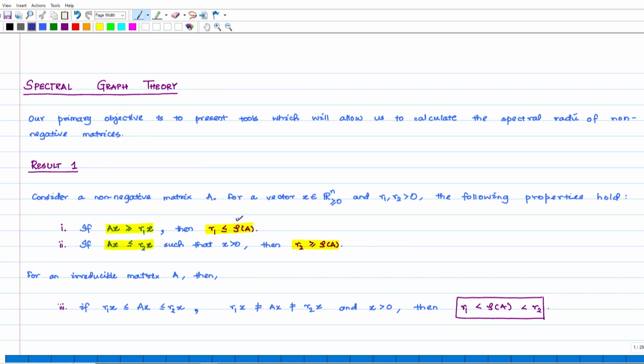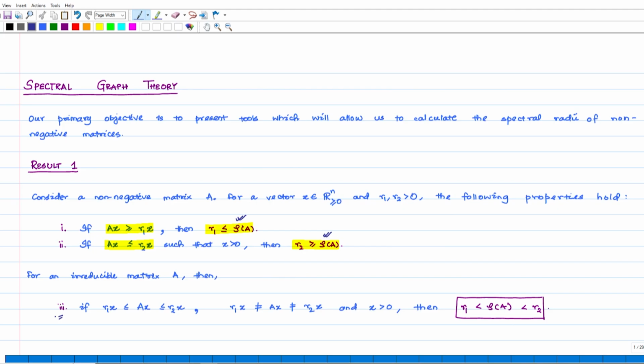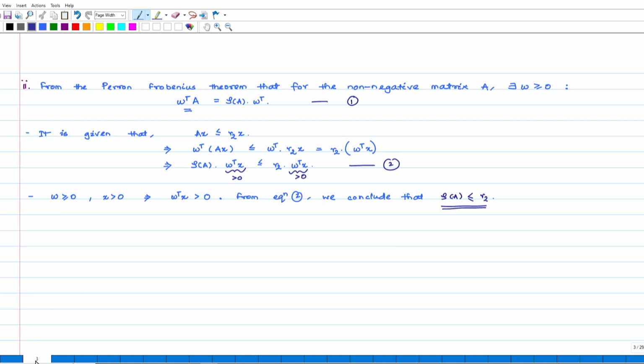So, the inequalities here and here are not strict. What we are interested in is trying to see if we can actually make these inequalities strict, meaning getting stricter bounds on the spectral radius, which is what is covered in statement 3. We will not do the entire proof of statement 3, but just a brief proof of it.